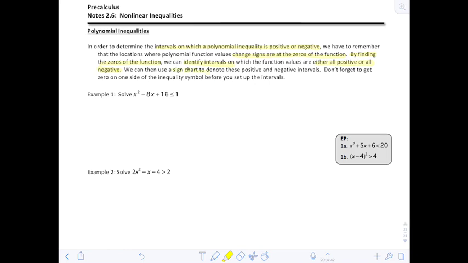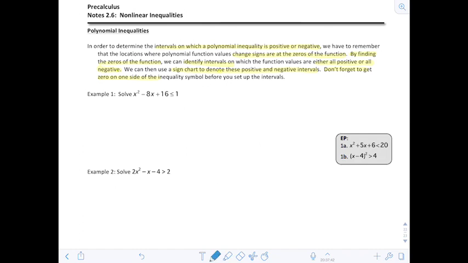Then we're going to use a sign chart to denote the positive and negative intervals, and that's just going to consist of a number line. That's going to be pretty easy. Don't forget to get 0 on one side of the inequality before you set up the intervals. So what we want to do when we compare positives to negatives, that's putting them up against 0. If it's greater than 0, it's positive. If it's less than 0, it's negative. So we want to always be comparing to 0 when we set up our intervals.